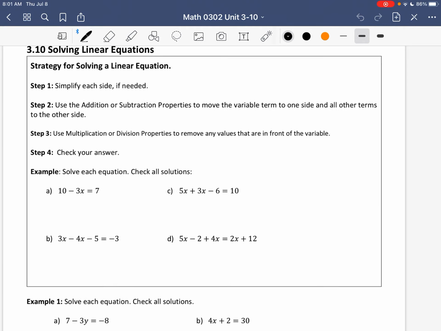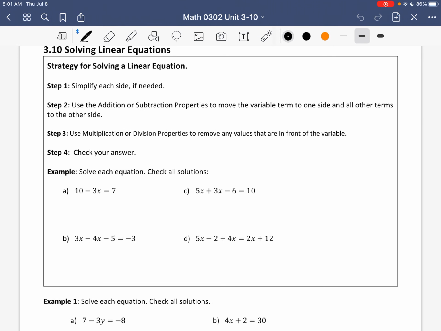So, the strategy for solving a linear equation: Step 1, simplify each side if needed. Step 2, use the addition or subtraction properties to move the variable term to one side and all the other terms to the other side of the equation. Step 3, use multiplication or division properties to remove any values that are in front of the variable. And then, as always, the last step, Step 4, check your answer.